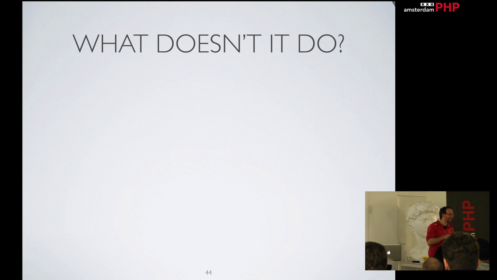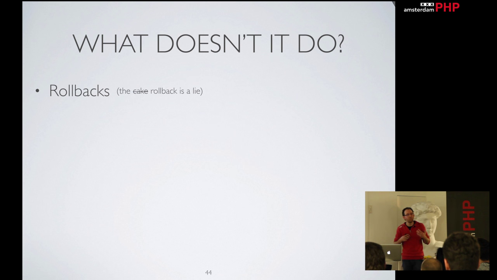So I told you a lot about what it does. It's been a long story so far, but what doesn't it do? Because this is pretty important. It doesn't do rollbacks. People who come from Capistrano often ask for this. This role doesn't do rollbacks, because Ansible isn't built that way. It doesn't like having to go back to something that was there.